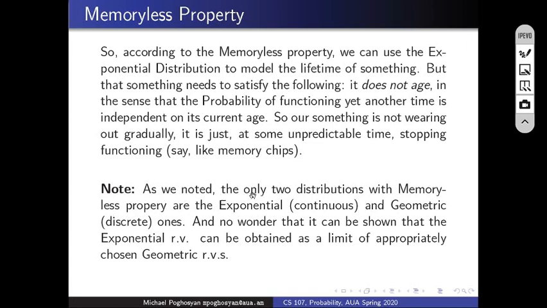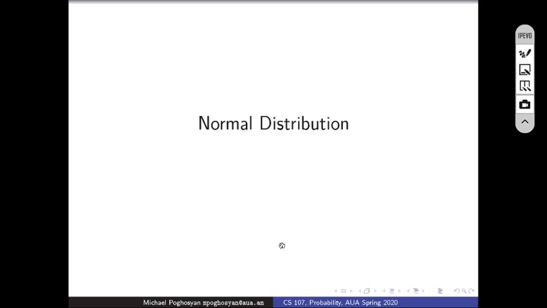So we have noted that the only two distributions with the memoryless property are the exponential for the continuous case and the geometric for the discrete case. Only these two share the memoryless property. And it is a very interesting, nice fact that the exponential random variable can be obtained as a limit of appropriately chosen geometric random variables. But I will not talk about that in our lecture. So this much about the exponential distribution.